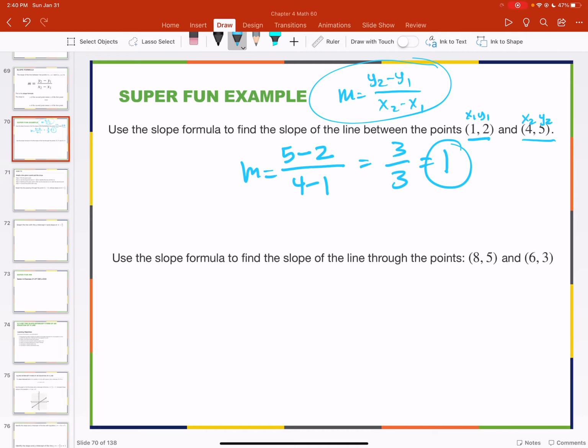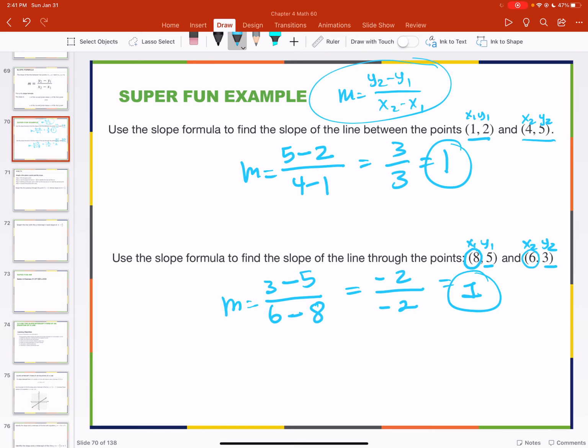Okay, so let's do the next problem here. x1, y1, x2, y2. We're labeling them. We have our slope equation. Slope is equal to y2, which is 3, minus 5, over x2, 6, minus x1, which is 8. So that's negative 2 over negative 2, which is just 1 also.